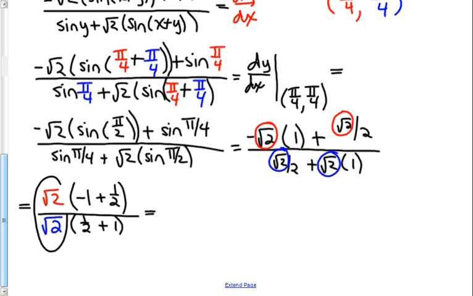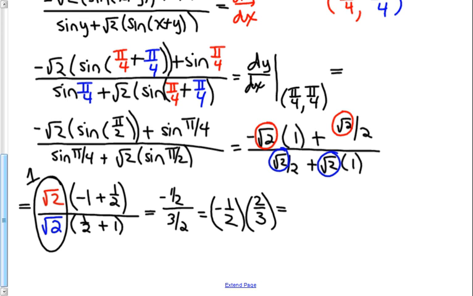Now, the square root of 2 over square root of 2 is a silly version of the number 1, and I don't have to write that I'm multiplying by a 1. On the top, I have negative 1 plus 1 half. That's a negative 1 half. On the bottom, I have 1 half plus 1, which is 3 halves, and that's the same as negative 1 half times 2 over 3. Flip and multiply, and I have negative 1/3, I believe. So that is our derivative, sorry, our dy/dx of that relation at the point pi over 4 comma pi over 4.